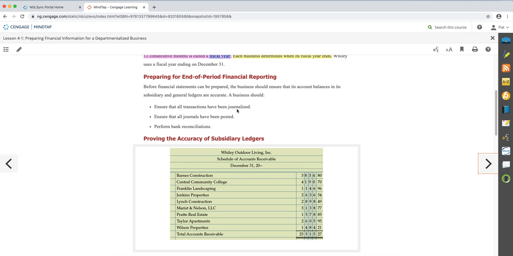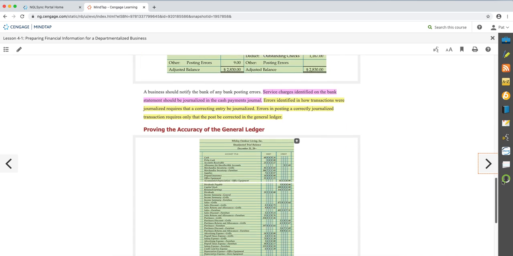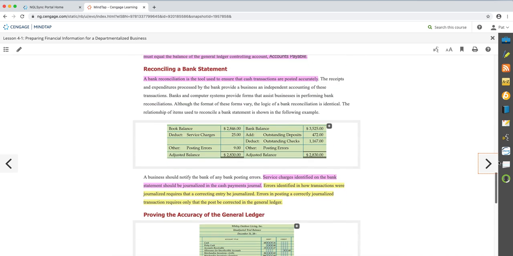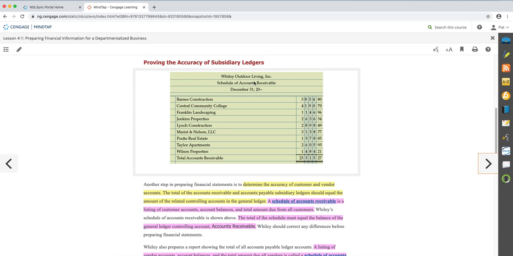All right, we've already journalized transactions. We've posted these transactions. We haven't spent a bunch of time on bank reconciliations. Proving cash is something that we've done. The next thing we want is a subsidiary ledger. If you remember what a subsidiary ledger is, there's two controlling accounts: accounts receivable and accounts payable. There is not an example of accounts payable. They will mention it here, schedule of accounts payable, but the schedule for accounts receivable is the one example they're giving you.